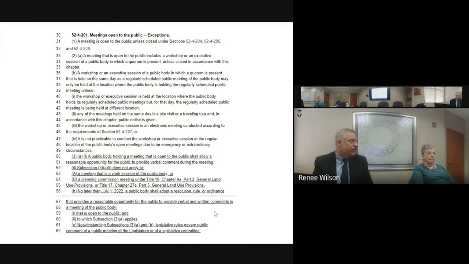If all of a sudden you have this blanket policy for all public bodies that you have to allow verbal comment during the meeting, how many people do you allow that for? Is it for one? Is it for two? For 10? All of a sudden, your meeting becomes nothing but a public comment meeting, and you never get anything done. So that's kind of the big reason why it didn't go through. The legislature supports the idea. You want public comments, but we don't want public comments overwhelming your meeting, which is important.